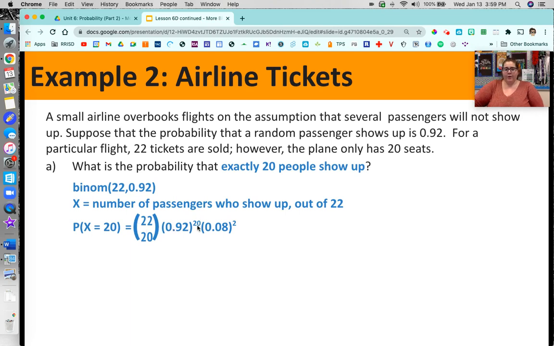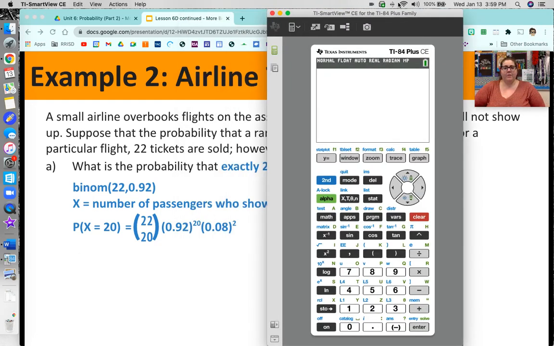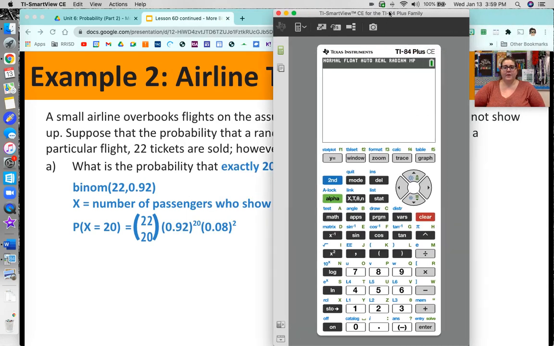0.92 to the 20th power, so 20 show up, then 0.08 to the 2 means that 2 don't show up. We can use this formula and actually type in the pieces of it into my calculator, but I can also use binom PDF. So I know it's binom PDF because I am talking about a specific or precise number of successes.